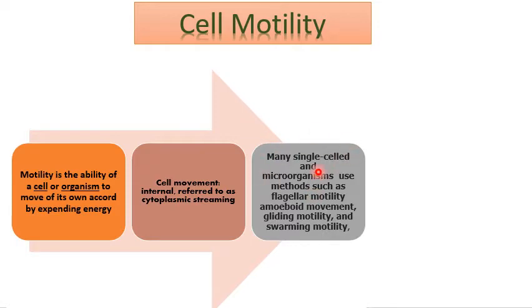They have cells composed of many organelles which help them to move. The types of cell motility are called flagellar motility, amoeboid movement, gliding motility and swarming motility. Depending upon the type of the cell, the type of the movement also changes. So finally, what I say is that cell motility, or the movement of the cell, is very important so that there will be a formation of a new organism.